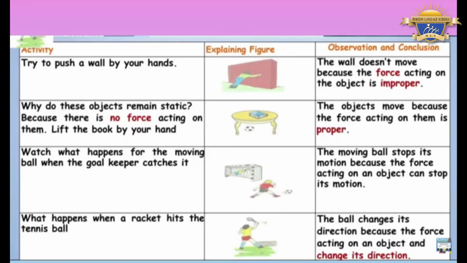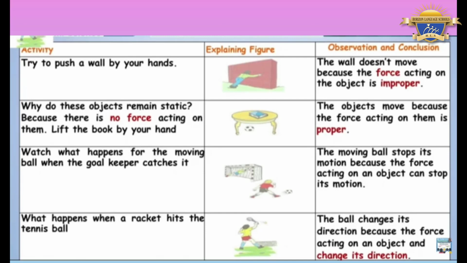Today we will study fundamental forces in nature. To understand the meaning of force, let's study this activity. Activity number 1: try to push a wall with your hands. What do you observe? The wall doesn't move because the force acting on the object is improper.